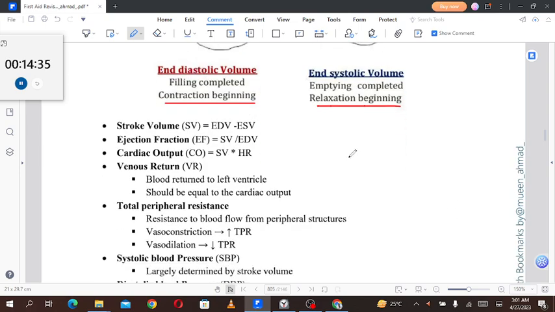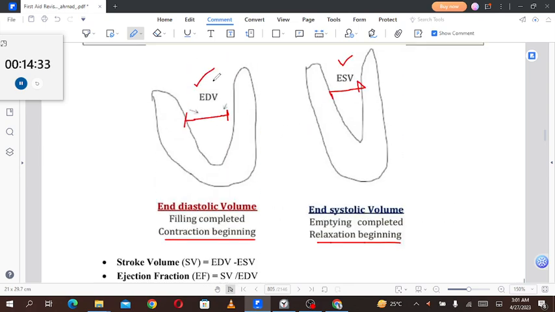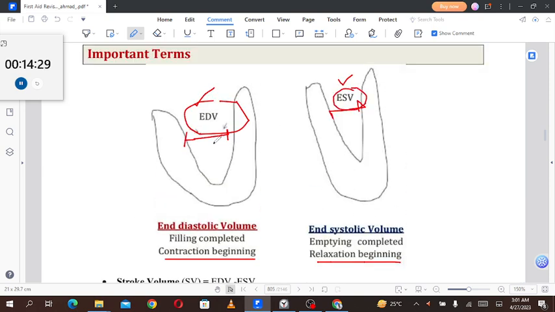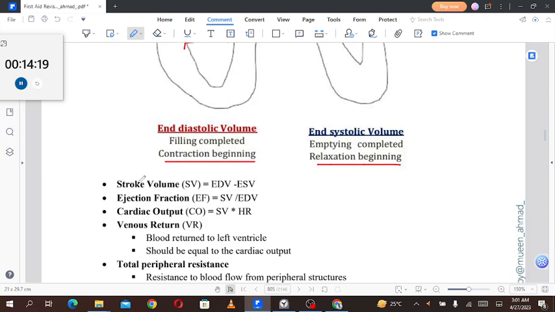What is stroke volume? Stroke volume is equal to end diastolic volume minus the end systolic volume. This is the maximum amount of volume that could be pushed into the circulation, and this is the volume that is left after the maximum cardiac pumping. So the difference between the end diastolic volume and the end systolic volume is the stroke volume.